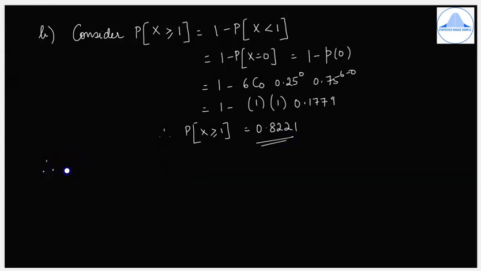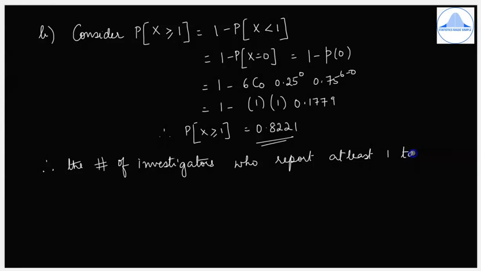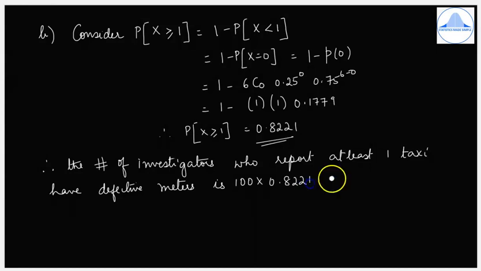So now write, therefore, the number of investigators who report at least one taxi have defective meters is 100 into 0.8221, which is equal to 82.21, or if you approximate to a whole number, the final answer is 82.